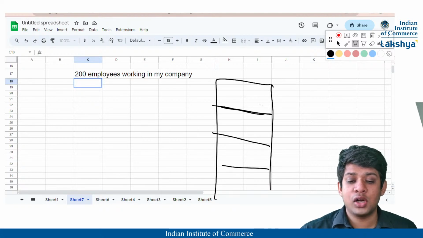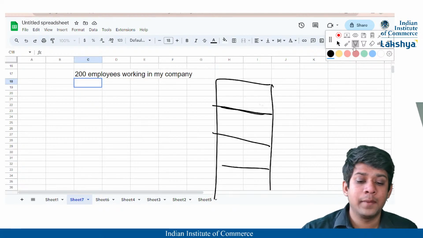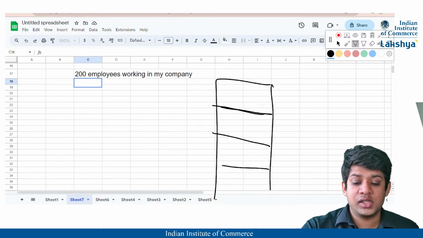Now, since I have got a project to construct a new building, I will need more employees, right? I will need more employees. I will also need additional material.